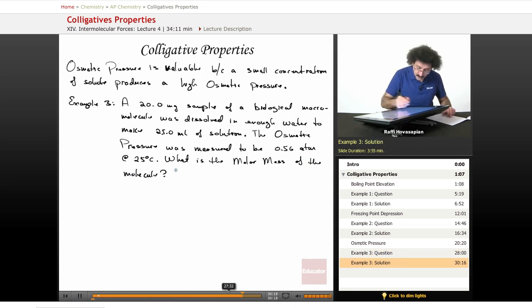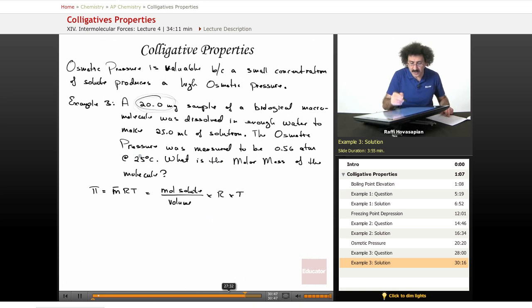Well, what's our equation? Our equation is osmotic pressure equals molarity times R times temperature Kelvin. It equals the moles of solute. By definition, the molarity is moles of solute over the volume times R times the temperature. Therefore, I have the mass of this thing. What I need to do is find the moles. And if I take the mass divided by the moles, that's molar mass, grams per mole.